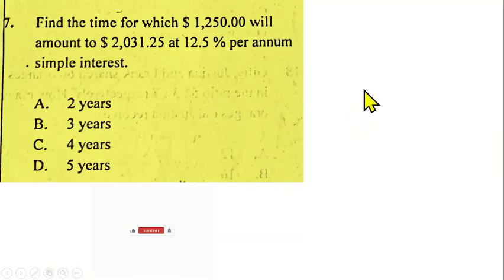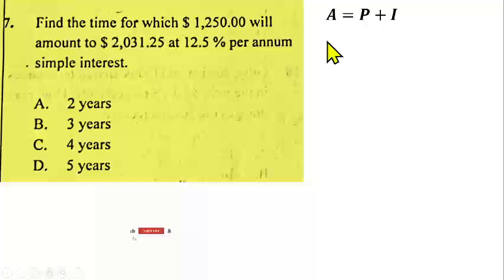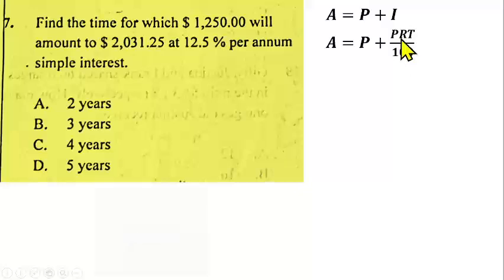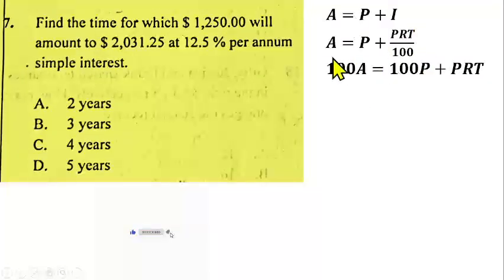So we are looking for time, given the principal, the amount and the rate. Like I told you, it is from simple interest. We have the amount equal to principal plus interest, and we know that interest is the same as PRT over 100. From there we can simplify further before we substitute our values.